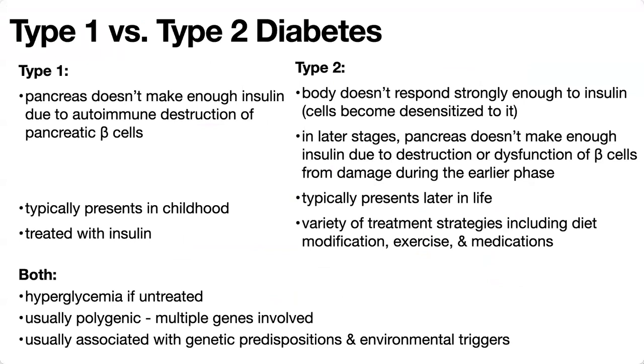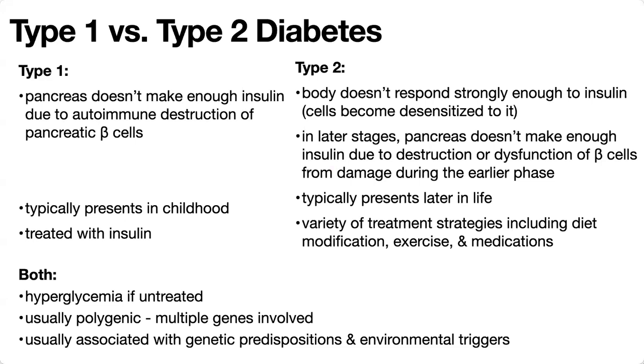So type 1 diabetes, this is also sometimes called insulin-dependent diabetes. And that's where you have this autoimmune disorder where your body is actually attacking its pancreatic beta cells, those cells that actually make the insulin.